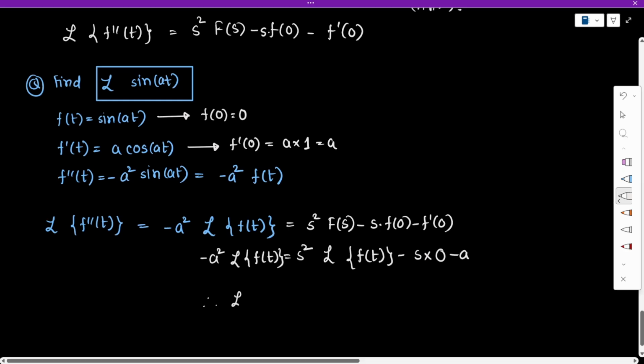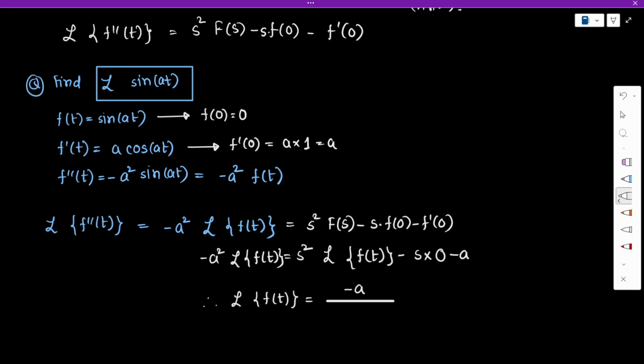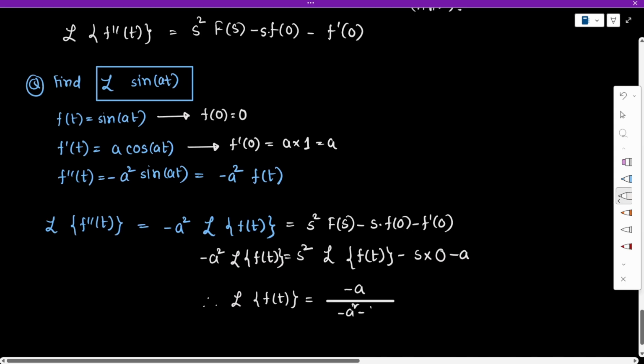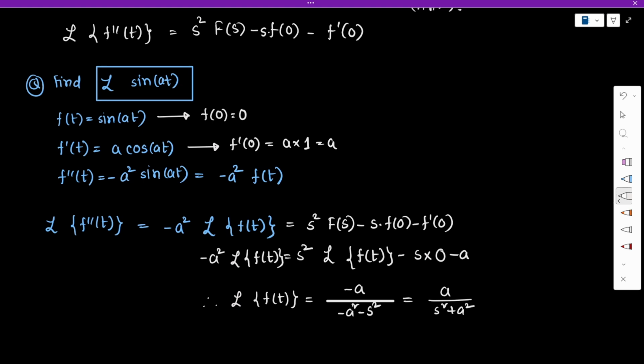Okay, so now if we take the Laplace of f(t) common from both sides, then we are going to get negative a divided by negative a square minus s square. So we can get the result like this, and this is the Laplace transform of sine at. I hope you have understood it. Similarly, we can find the Laplace transform of cosine at, and that's going to be your homework.